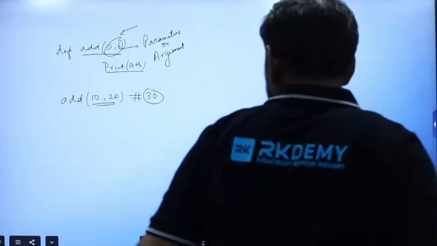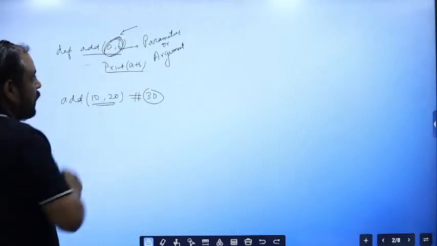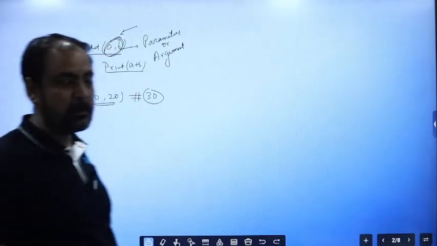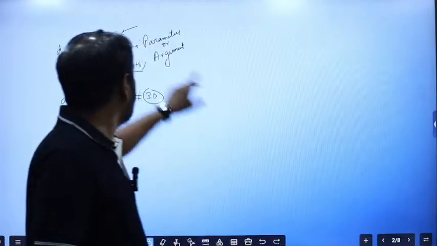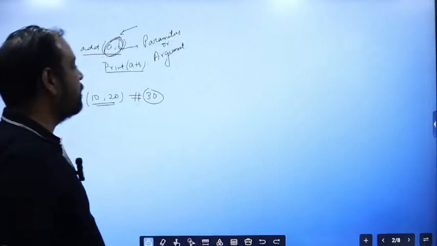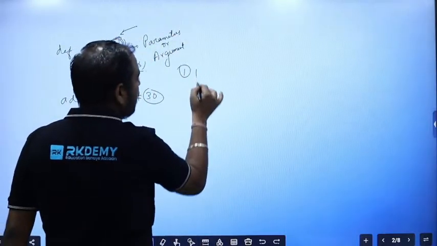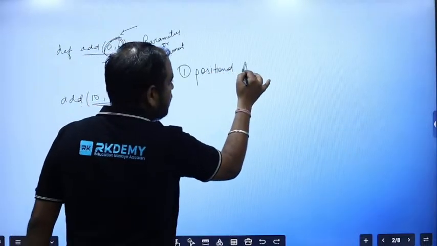Okay. So based on the parameters, whatever parameters we are passing, a function is of two types, predefined and inbuilt function. But based on these parameters, function is divided into four parts. What are they? The first one is known as positional argument.